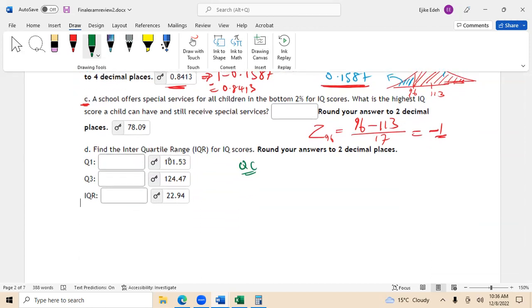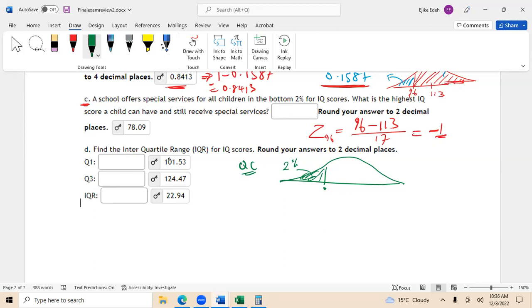So again, if we sketch this, it will be something like this. The bottom 2% is here. So the question is just asking you, what is the number here? What is the IQ that is at that spot, right? So it's the opposite way.